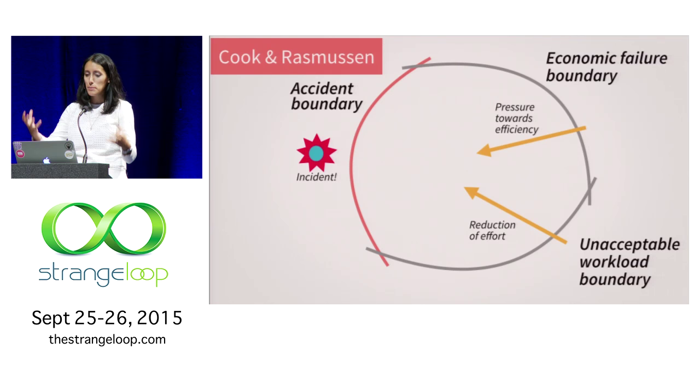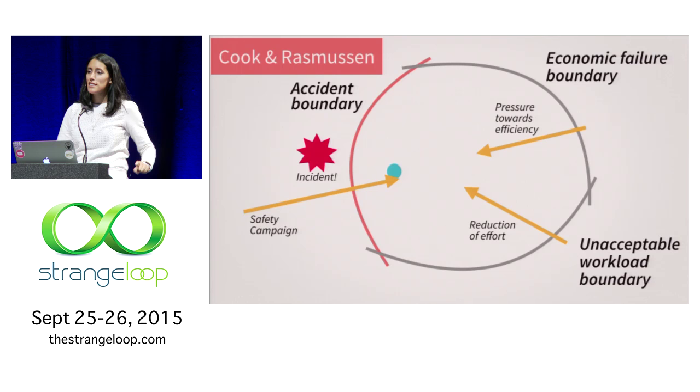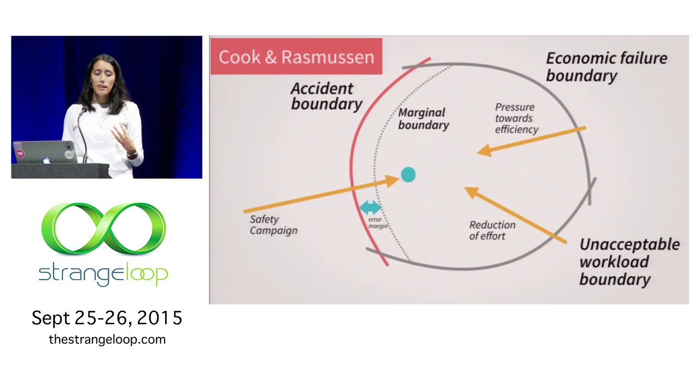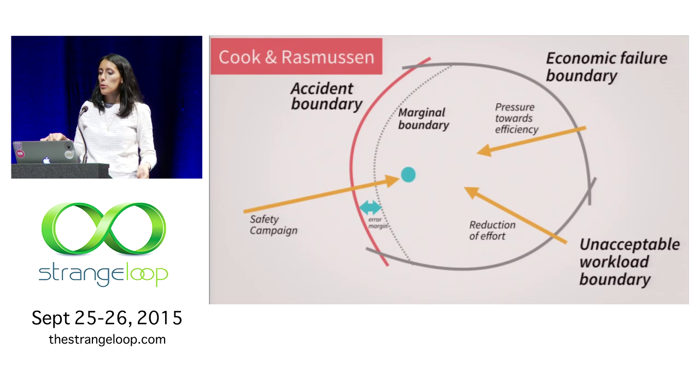So we crack down and say, let's go and launch a safety campaign. And the safety campaign moves the operating point back from the accident boundary. So we do this over and over. And then at some point, we realize that maybe there's a little bit of a buffer between the accident boundary and us. So we end up creating what is called a marginal boundary. And we have this little thing that is like our perceived or our empirical error margin. So this is very nice. And this keeps going on and on.